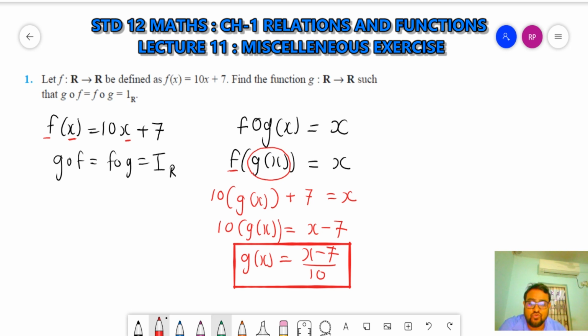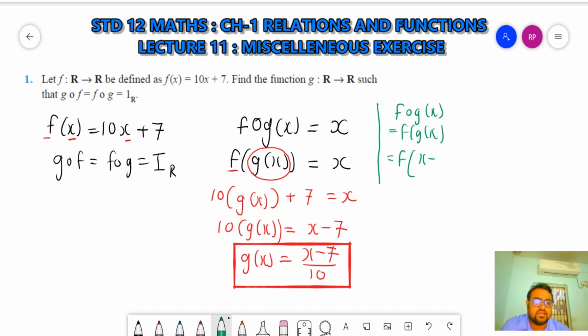You can also verify it. If you want to verify it, (f o g)(x) will be equal to f(g(x)). Now what g(x) did we find? (x minus 7) by 10. What is f(x)? That is 10x + 7. So 10 into (x minus 7) by 10, plus 7. The 10 gets cancelled. x minus 7 plus 7 is equal to x, the identity function.